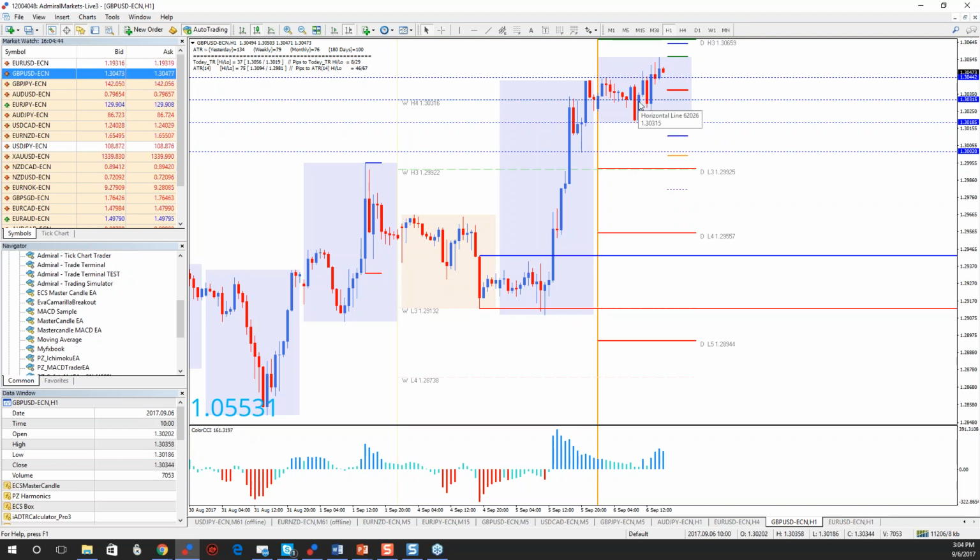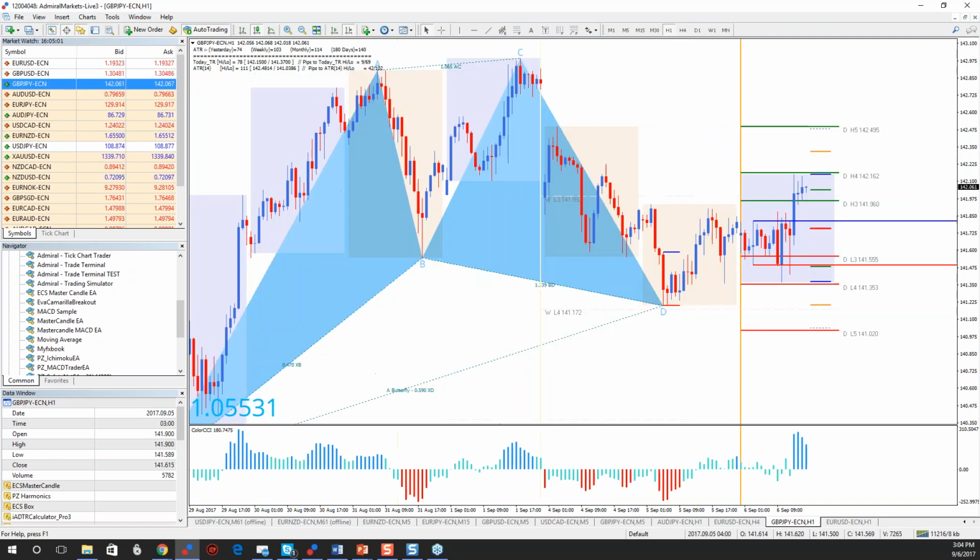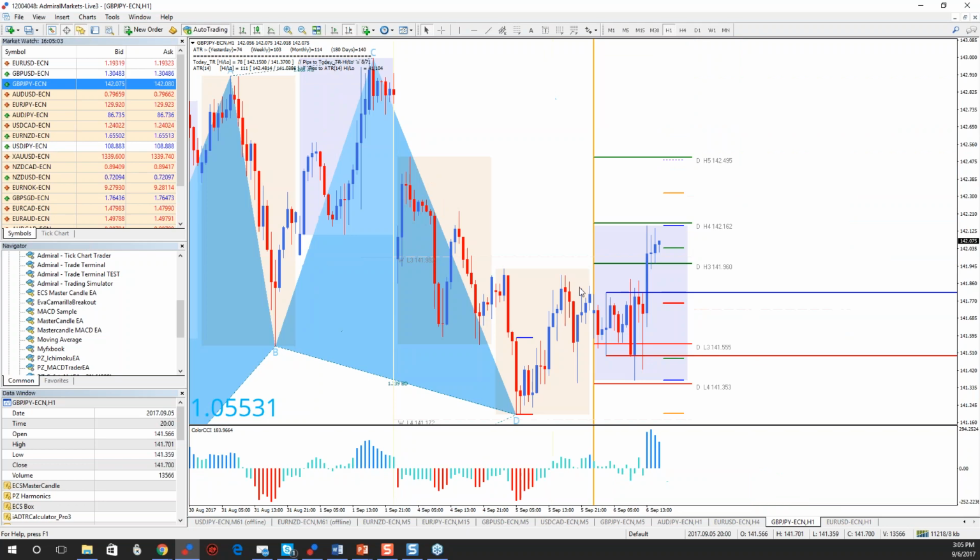And I said it cannot last forever. It will probably be broken, and usually it happens when we see a 3 or 4 time retest. Usually the price breaks, and it happened. Similarly with GBP Yen, this is also a butterfly. So we still have a retail gap here.